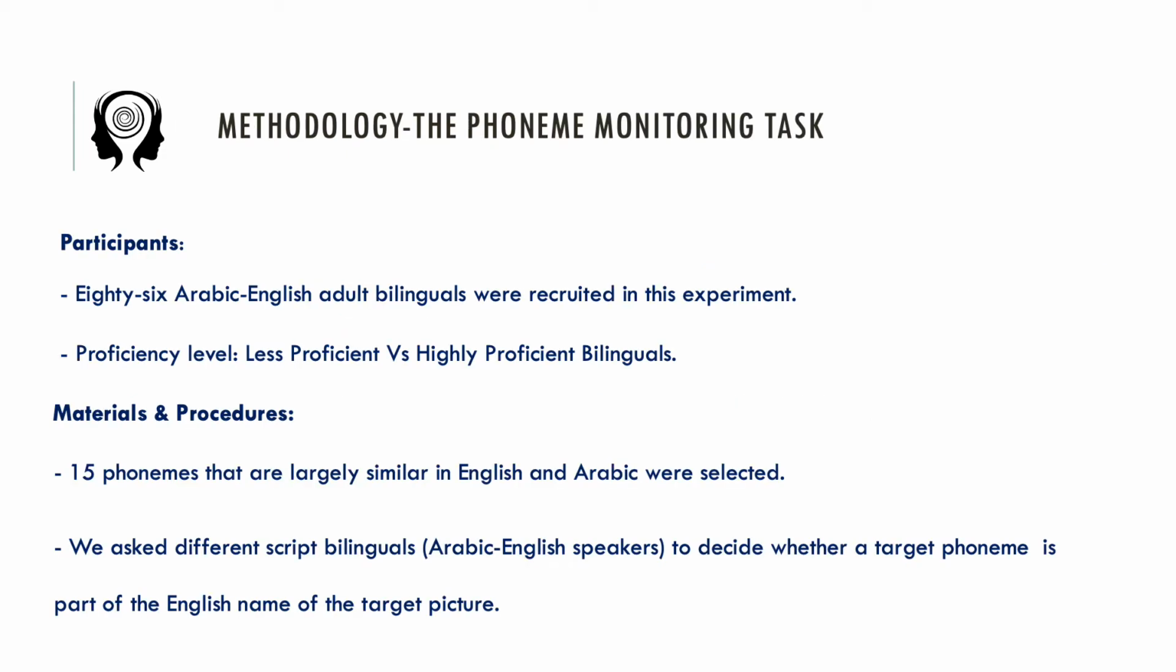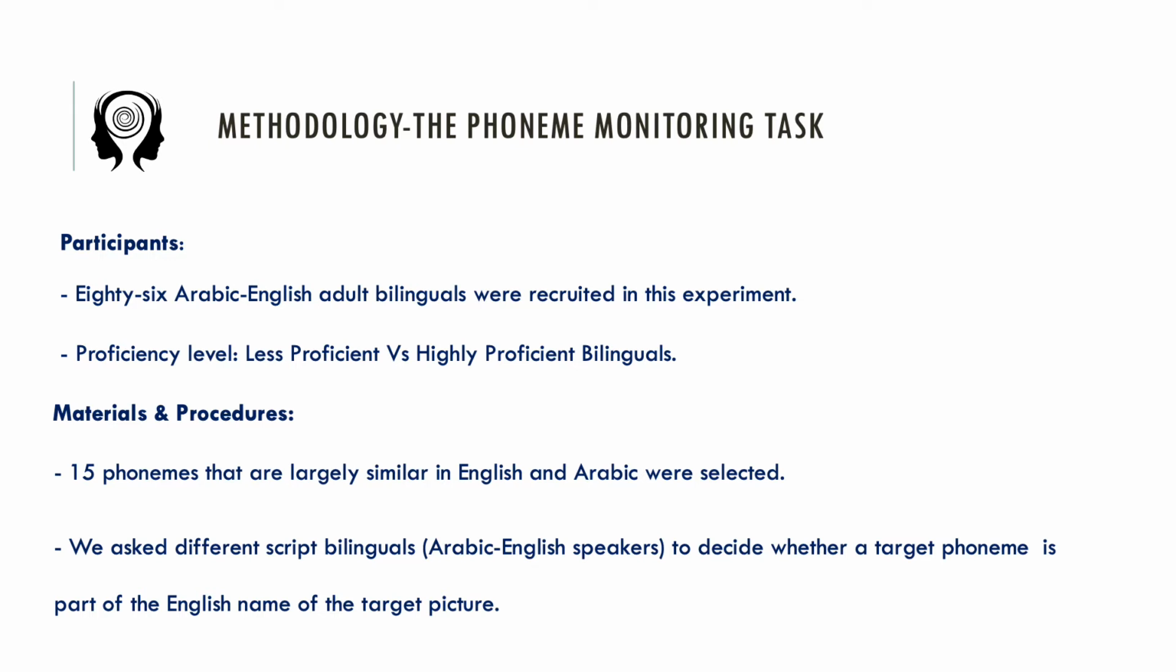In this study, 86 Arabic-English adult bilinguals were recruited in this experiment. We divided them into two groups according to their proficiency level, the less proficient bilinguals and the other group for the highly proficient bilinguals. We used different proficiency measures like the IELTS test and an online lexical decision task. And then we selected 15 phonemes that are largely similar in English and Arabic. The selection was based on a published comparative study of the phonemes in the two languages, Arabic and English.